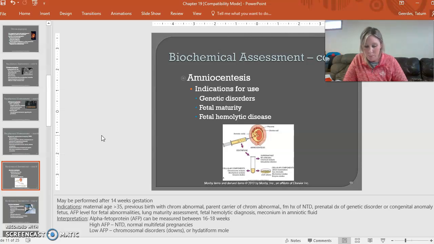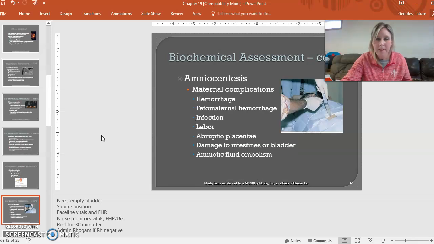There's a good picture in your book, and it's also on this slide, although it's kind of blurry, that shows what an amniocentesis specifically looks like. There are a number of maternal complications that can occur. So you can see here hemorrhaging, infection, it can induce labor, it can lead to a placental abruption, it can damage the intestines or bladder, and it can also cause an amniotic fluid embolism. I would say a lot of these complications are rare, but they still have to be discussed with the patient.